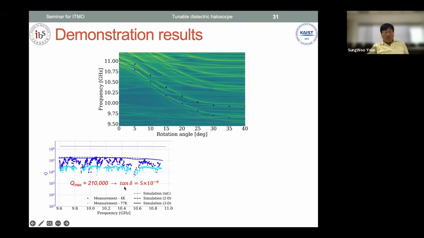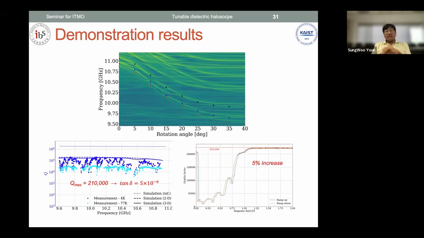And then from our measurement, we were able to estimate the loss tangent, because the conductivity of the copper is well known, okay? We were able to extract the loss tangent of our dielectric material, which is 5×10⁻⁶, a very decent value for commercially available alumina. Okay, the maximum quality factor is more than 200K.